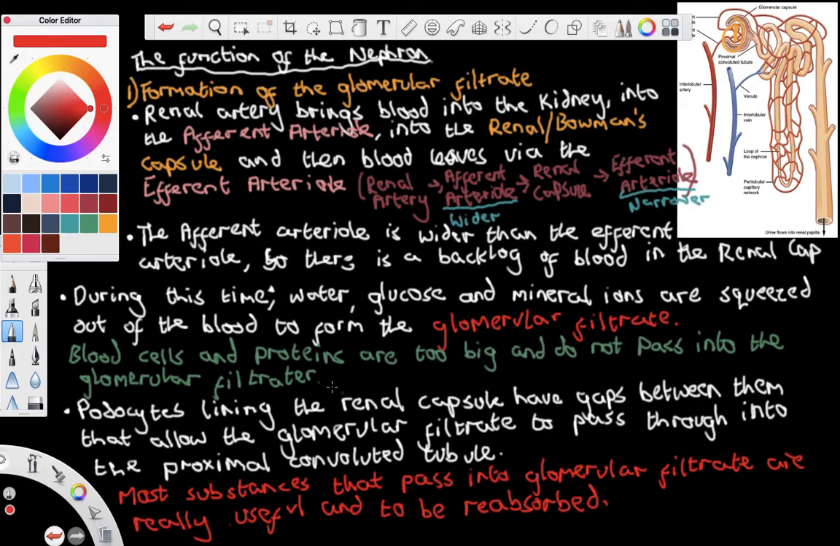Podocytes, which line the inside of the Bowman's capsule, have gaps between them. So if this is my podocyte, and this is another podocyte, and this is another one, there are gaps between these podocytes which allows the glomerular filtrate to move between the gaps. Okay, so the glomerular filtrate can feed through into the proximal convoluted tubule. Most substances that move into the glomerular filtrate and therefore into the proximal convoluted tubule are really useful and therefore need to be reabsorbed.